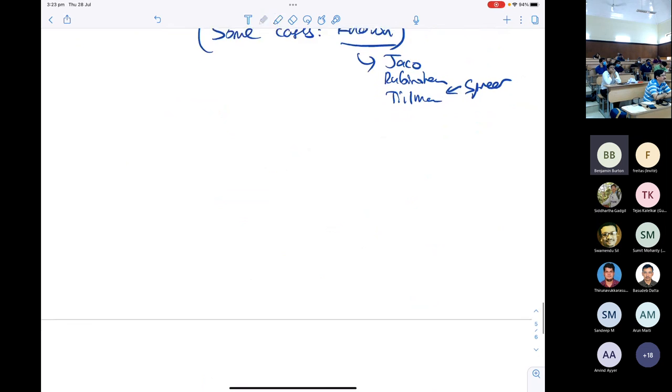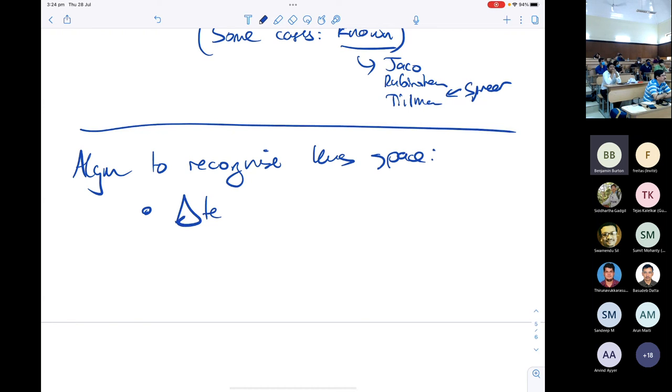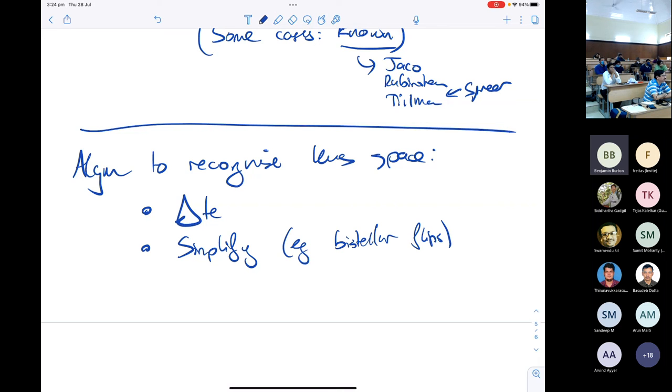So what does this say about algorithms? If you want an algorithm to recognize a lens space, what do you do? You triangulate the space. You simplify using your simple moves, for instance bistellar flips. And if your simplification techniques are good enough, you just look and see if what you have is a layered solid torus glued to a layered solid torus.